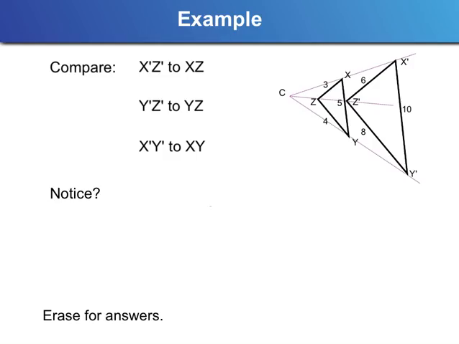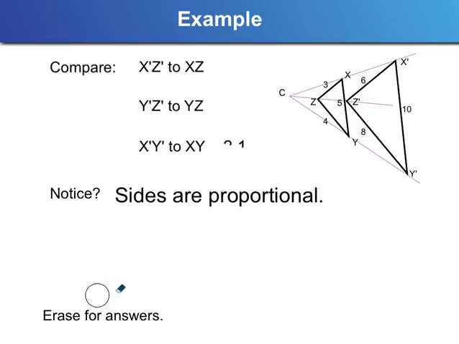The next thing I want you to do is compare the length of X prime Z prime to XZ, Y prime Z prime to YZ, X prime Y prime to XY. What do you notice? Well, you really should notice exactly what you found the first time: the sides are proportional. They are all in a ratio of 2 to 1. And that's something that we discovered in class on Wednesday.